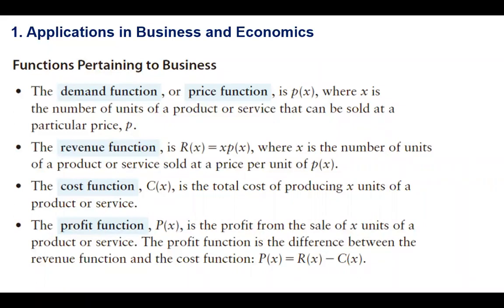Last, we have the profit function, P. And profit is defined as the difference between your revenue and cost. So P(x) is the profit from the sale of x units of a product or service. The profit function is the difference between the revenue function and the cost function. Therefore, we have P(x) equals R(x) minus C(x).